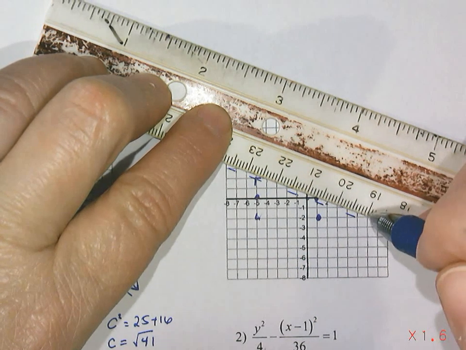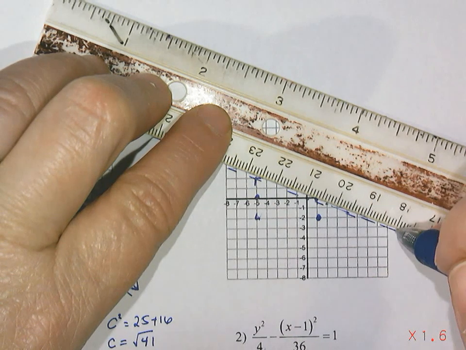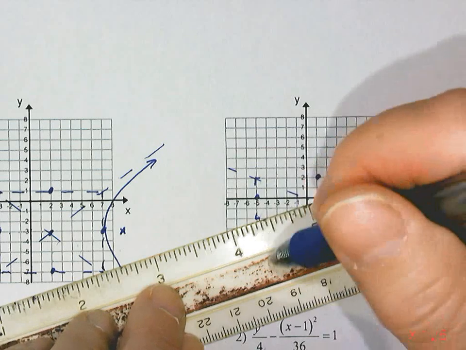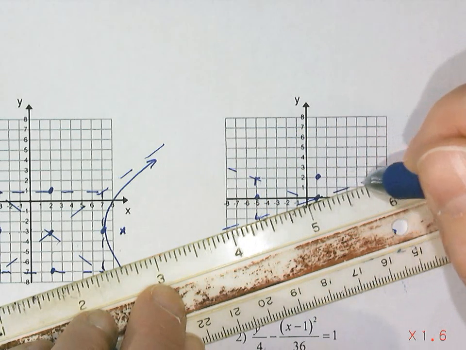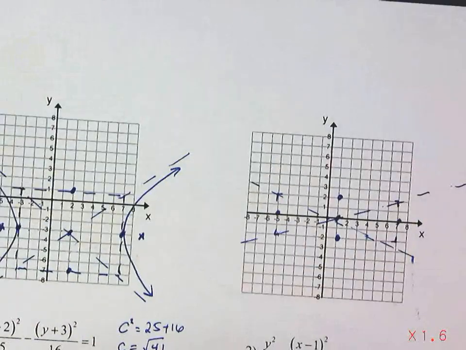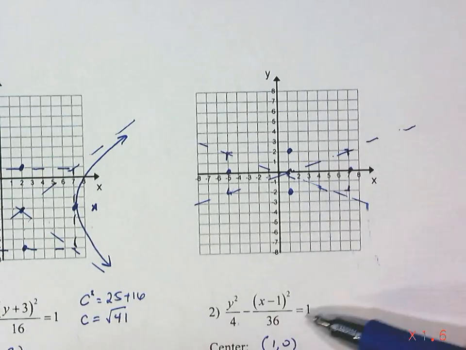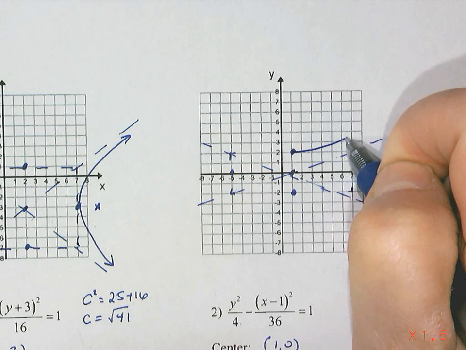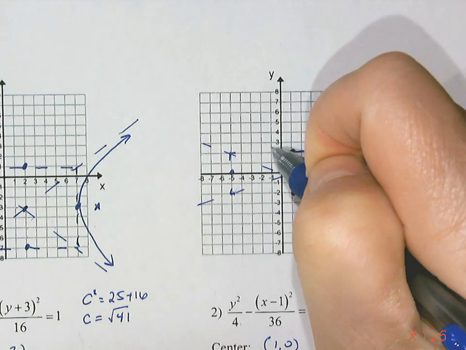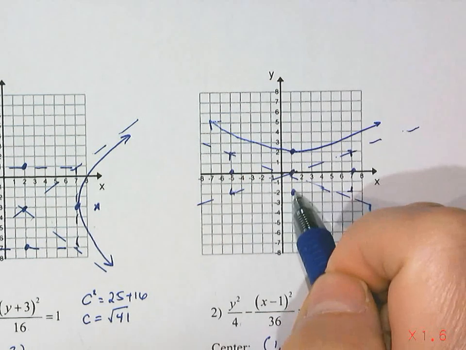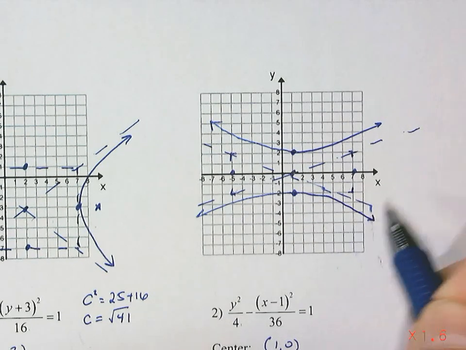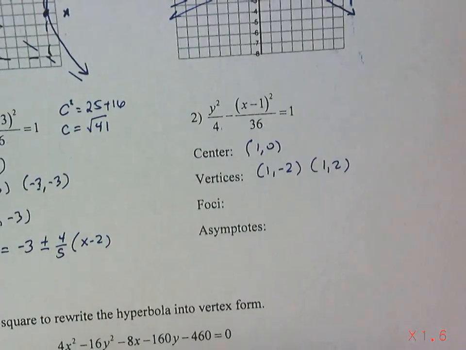It's got to go through the center. Oops, missed that a little bit. Since the y is first, I know this opens up and down, so there's a vertex there. It's going to go out and approach the asymptotes. There's a vertex there. So that's what it looks like.